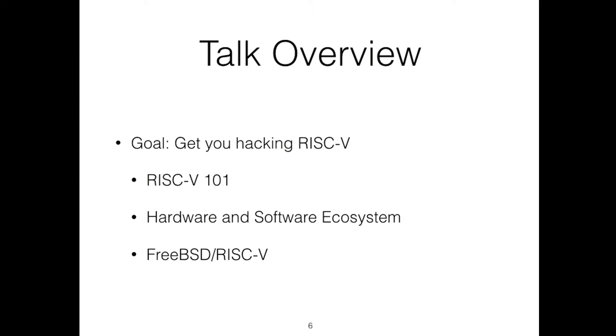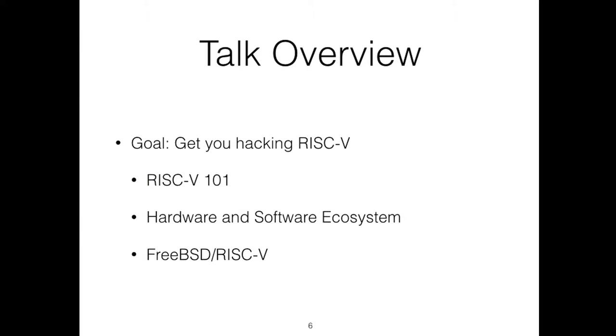So here's my talk overview. My goal is to get you all hacking on RISC-V, or at least thinking about it, and hopefully contributing to the various BSD ports. If there are any DragonFly or OpenBSD folks here, or NetBSD folks, please contribute. FreeBSD folks, the port's in pretty good shape. There's more work to do, and I'll talk about what's left to do. But hopefully I'll get you all at least interested in hacking on RISC-V and somewhat knowledgeable about it. To that end, I'll start off with a little RISC-V 101.